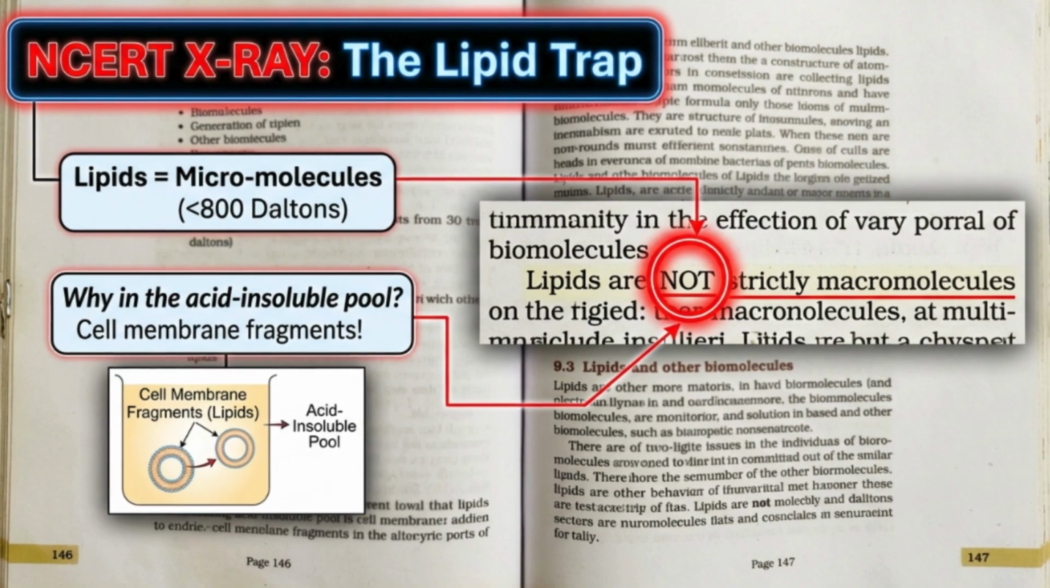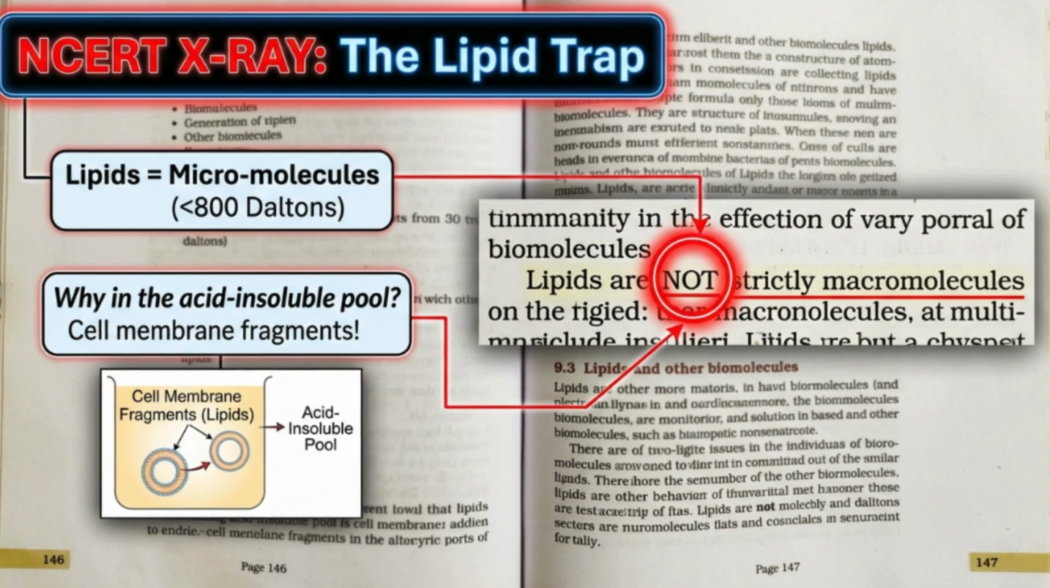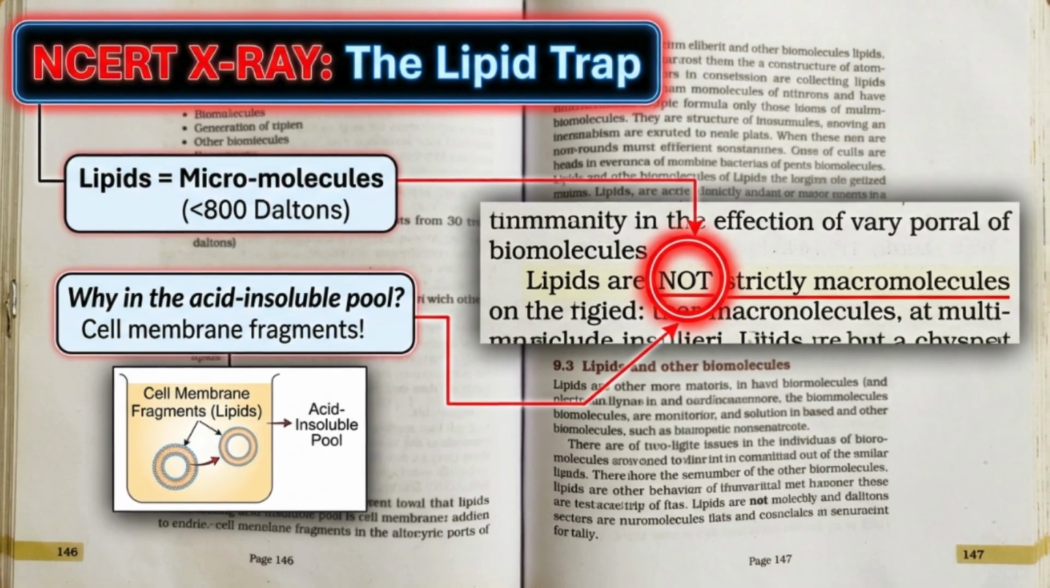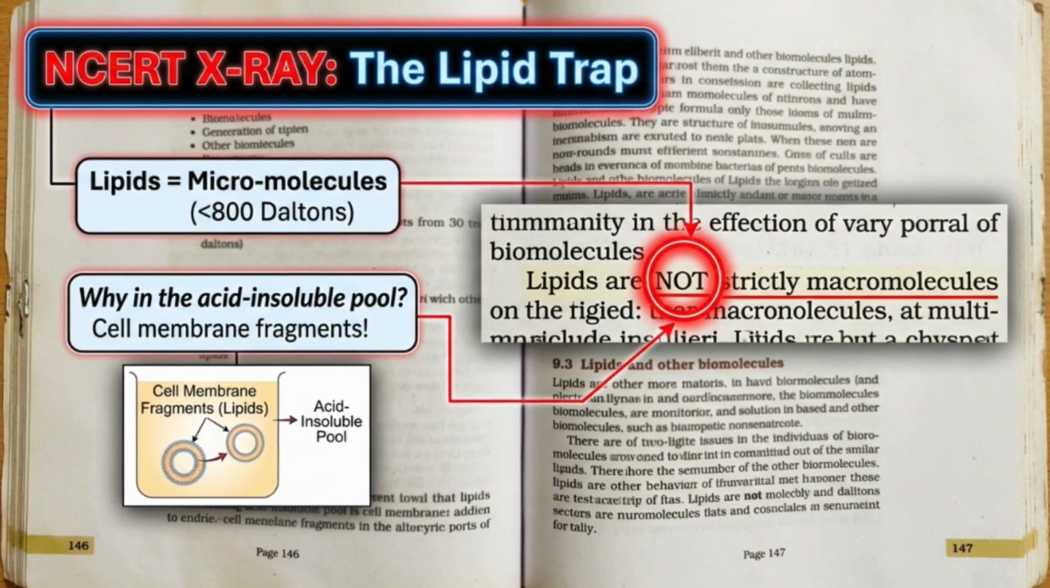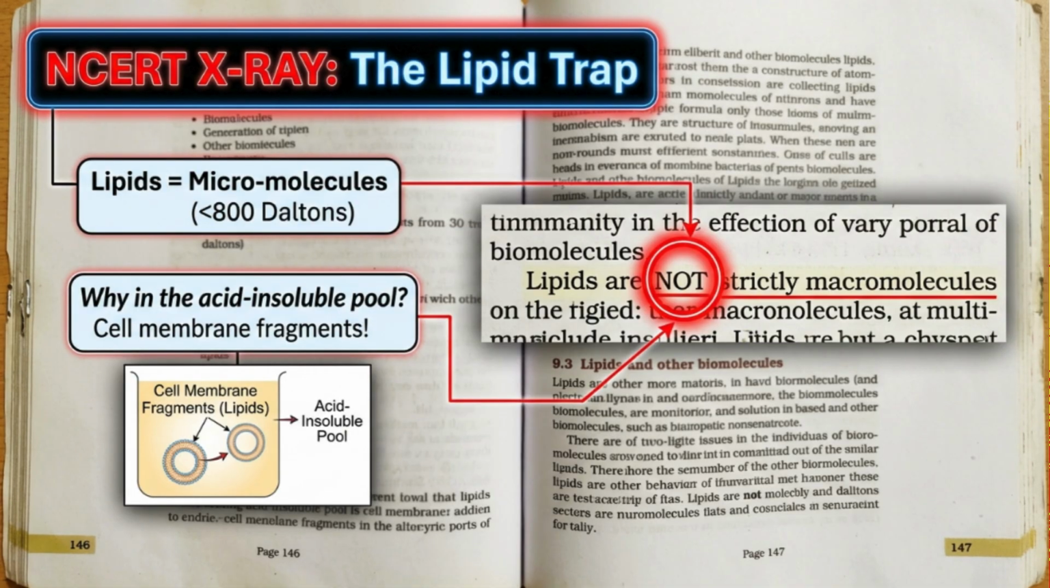Time for the NCERT X-ray. Look at the acid-insoluble pool section. Lipids are found in the acid-insoluble pool, but they are not strictly macromolecules. Their molecular weight does not exceed 800 Daltons. They end up in the retentate because they form vesicles from the disrupted cell membrane that are water-insoluble. Do not fall for the lipids are macromolecules statement.